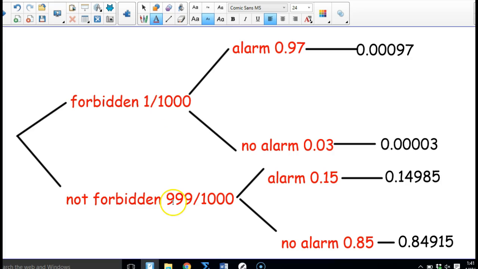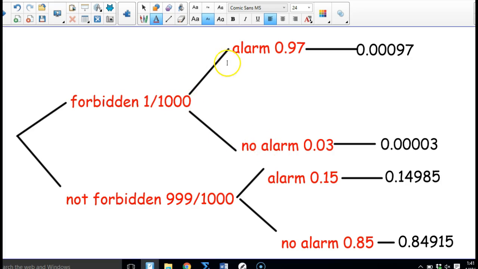How did I figure out this 999 out of a 1,000? Every branch needs to add up to 1. So 1 minus 1 out of 1,000 gives you 999 out of 1,000. From there, you have 2 things that will happen. Okay, so if you bring forbidden material, you'll either trigger the alarm or not trigger the alarm.